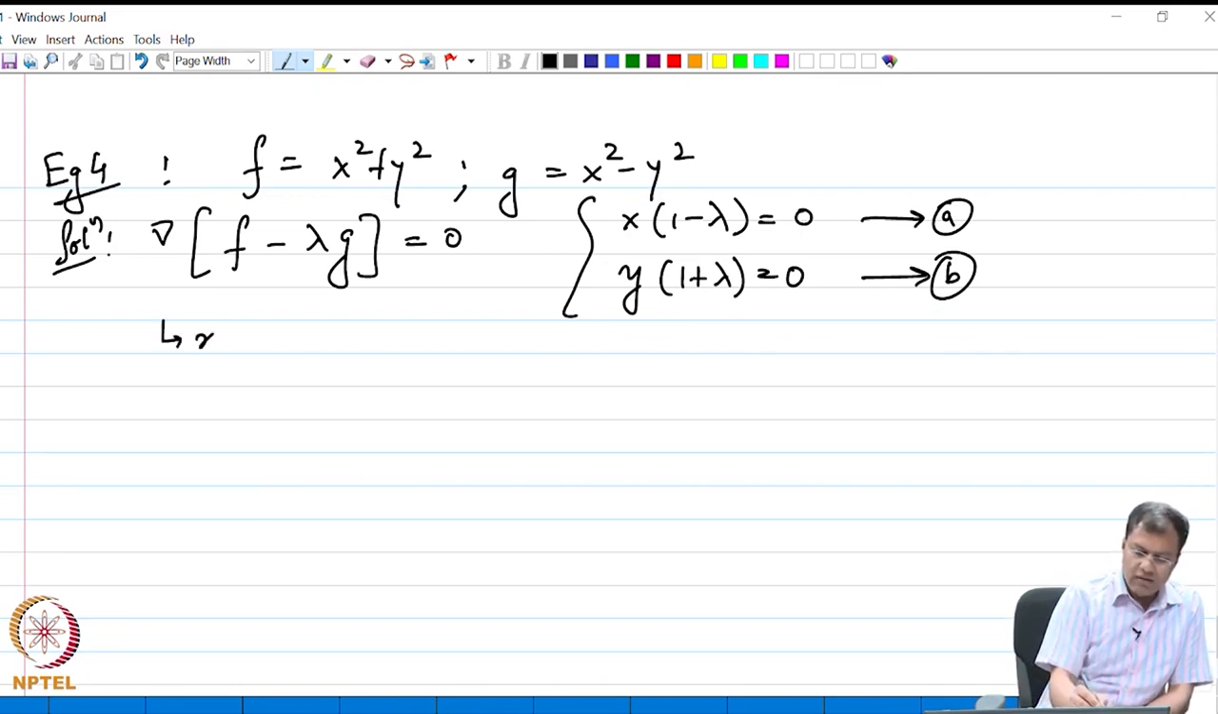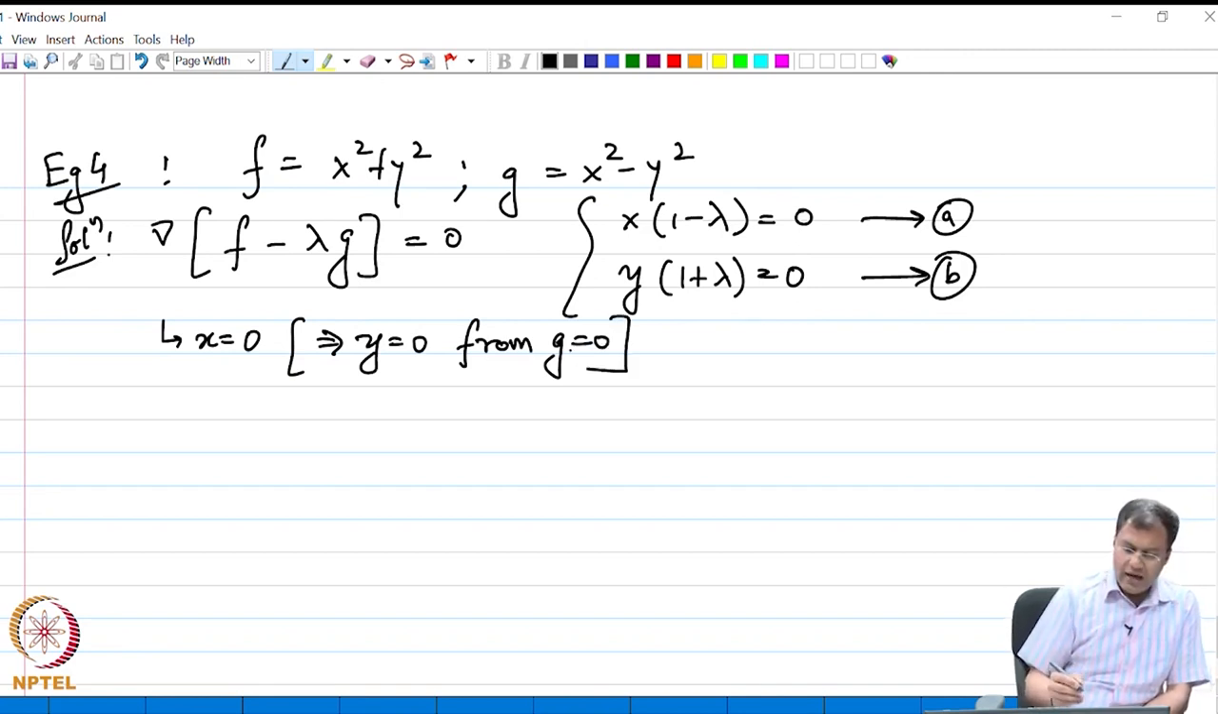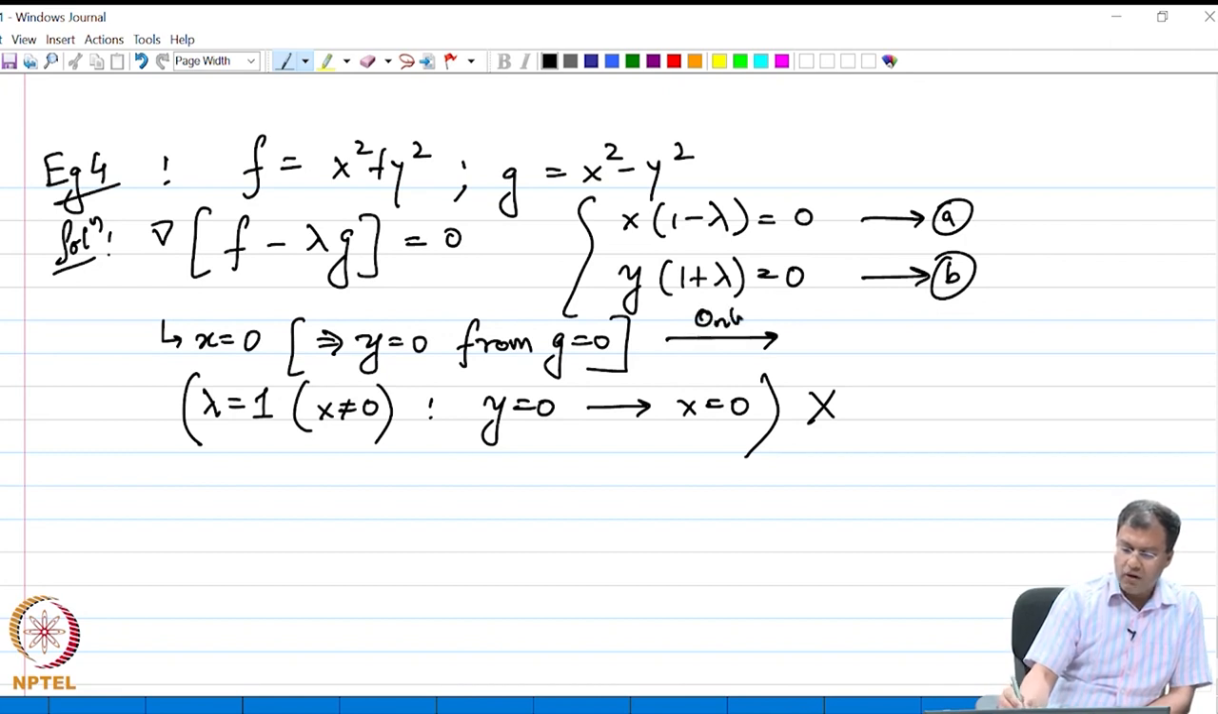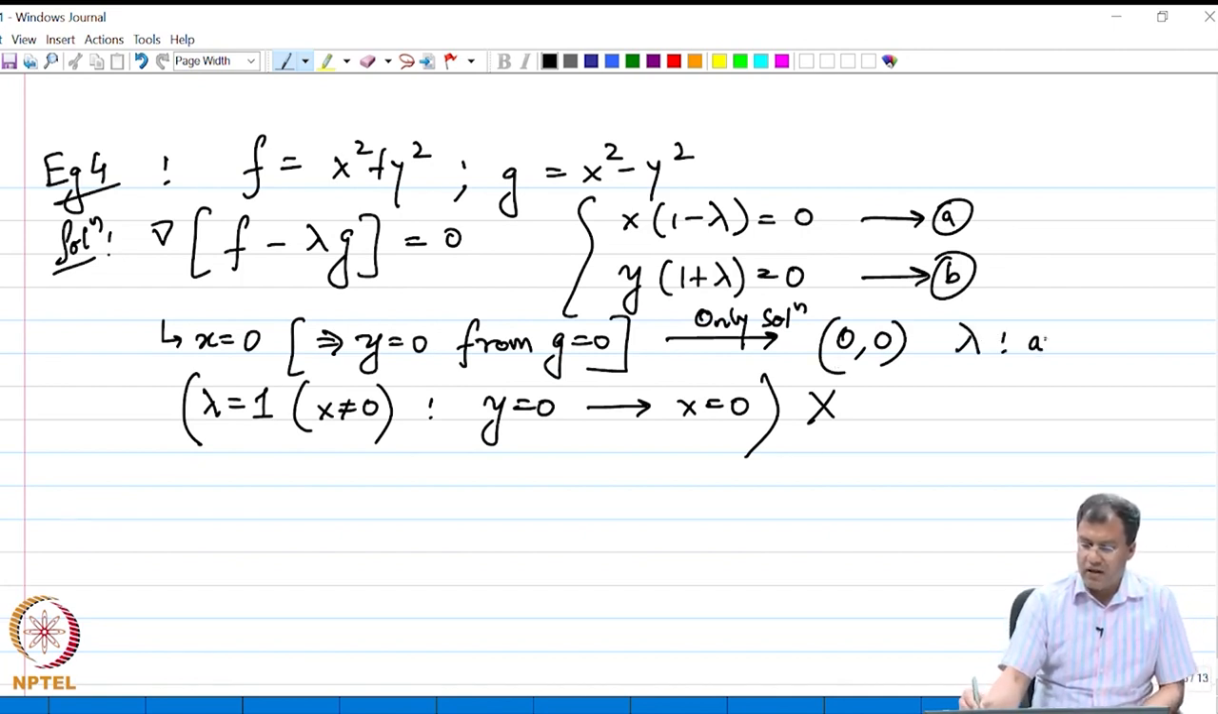If I choose x equal to 0, then I get the solution y equal to 0 from the condition g equal to 0, right. And if I choose lambda equal to 1, or x not equal to 0, then I still get y is equal to 0, but y equal to 0 gives me x equal to 0, right. So, this setup is not possible, which means that the only solution that we get is 0, 0, and lambda is arbitrary. Any value of lambda will satisfy for this point 0, 0.